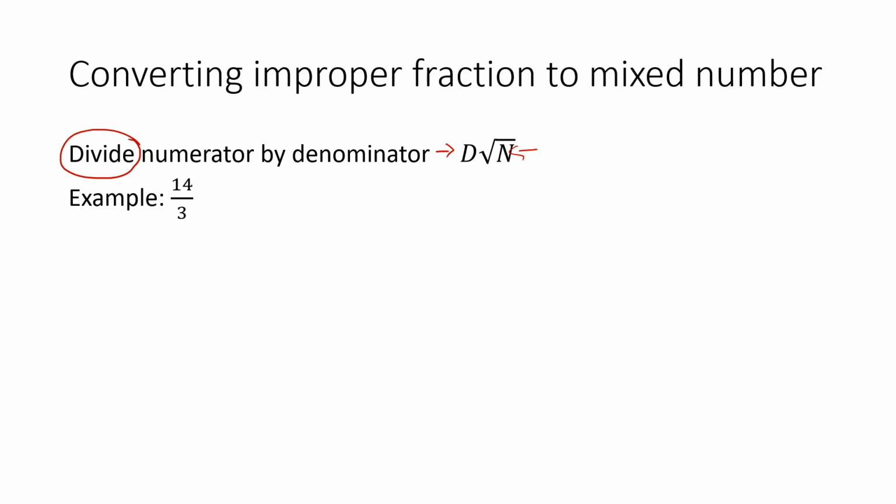So for an example, let's look at this guy right here, 14/3. This is what your division setup should be like. Denominator is 3 on the outside, numerator is 14 on the inside. And we're just going to divide this like we would a normal whole number. So how many times does 3 go into 14? 3 goes into 14 4 times. 4 times 3 is 12.